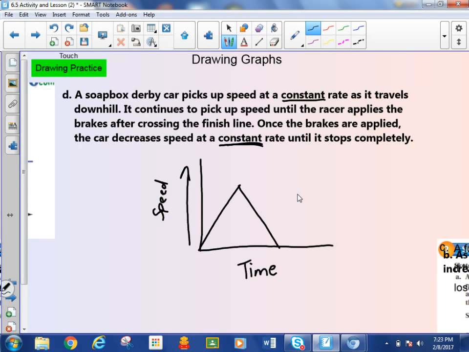All right, that's it for this lesson. Key thing is to just keep trying and plugging away, remembering that constant means a straight line. An increasing of an increase or decrease, you're going to have a curved line.